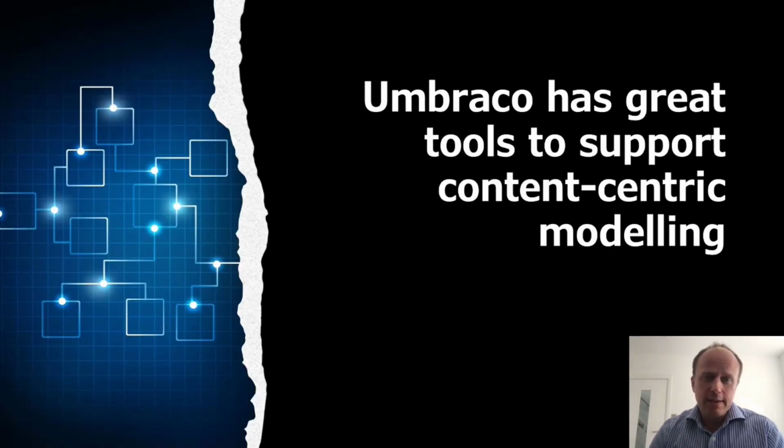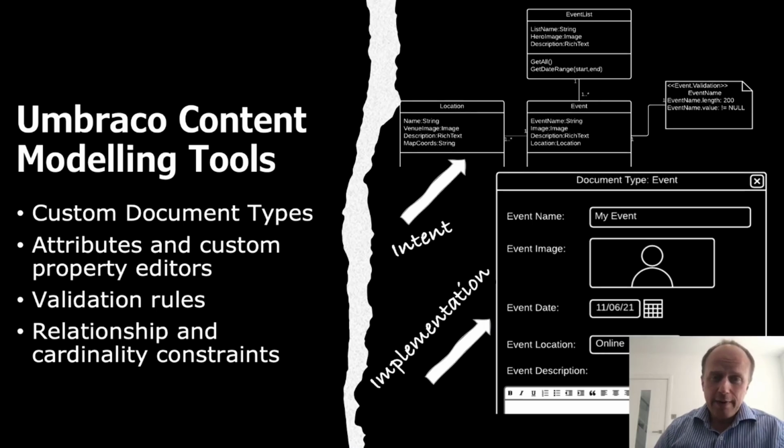And the really good news is that Umbraco has a great set of tools to support a content-centric modeling approach. Umbraco gives us pretty much all the tools we need to accurately translate detailed content models into a CMS implementation. So for anyone who hasn't looked at any of these features in depth or hasn't considered using them in quite this way before, I highly recommend looking at custom document types, attributes and custom property editors, validation rules, and relationship and cardinality constraints. These features are all within Umbraco.